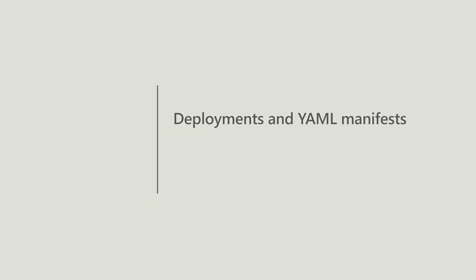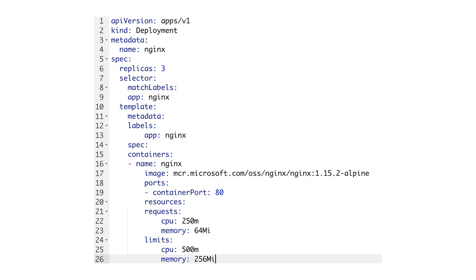Deployments are the backbone of managing applications in Kubernetes. They define the desired state of your application, including the number of replicas, container images, and resource limits. A basic deployment manifest for an Nginx server would look something like this. This manifest specifies 3 replicas of the Nginx pod with defined resource requests and limits.